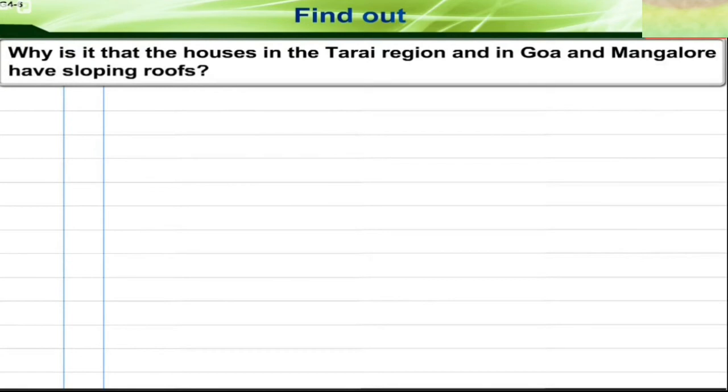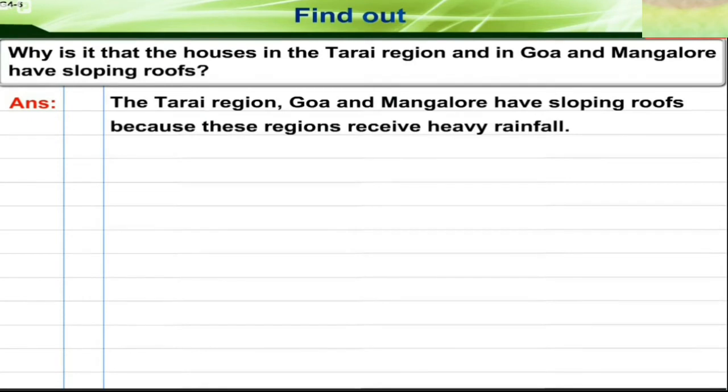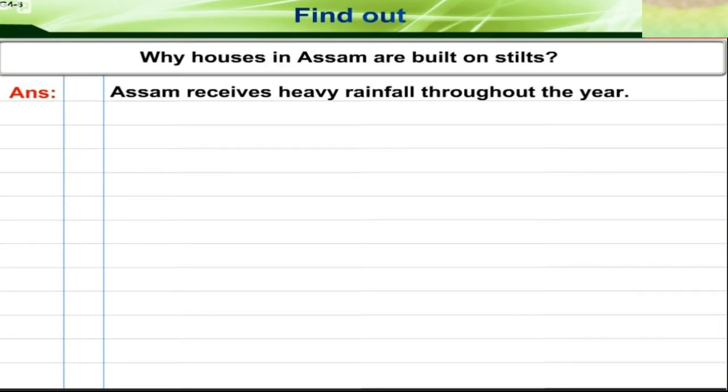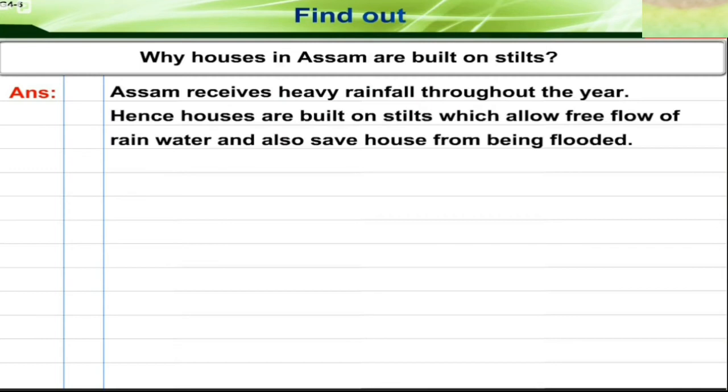Why is it that houses in the Terai region and in Goa and Mangalore have sloping roofs? Answer: The Terai region, Goa and Mangalore have sloping roofs because these regions receive heavy rainfall. Sloping roofs do not allow water to accumulate at one place and thus are safe for the house and those living in it. Why are houses in Assam built on stilts? Answer: Assam receives heavy rainfall throughout the year. Hence, houses are built on stilts, which allow free flow of rainwater and also save the house from being flooded.